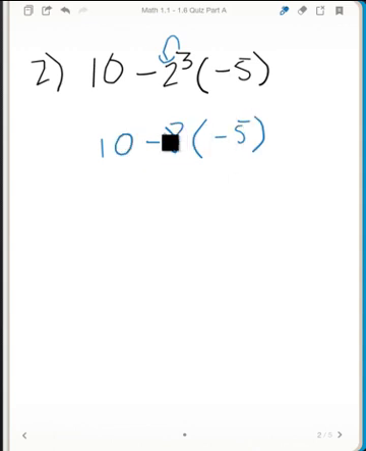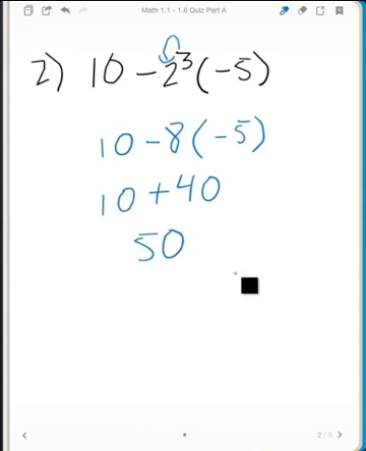We have here negative 8 times by negative 5. A negative and a negative will give me a positive. And then 8 times by 5 is 40. Then bring down the 10. Lastly, my addition, 10 plus 40, that's going to give me 50. That's my answer.